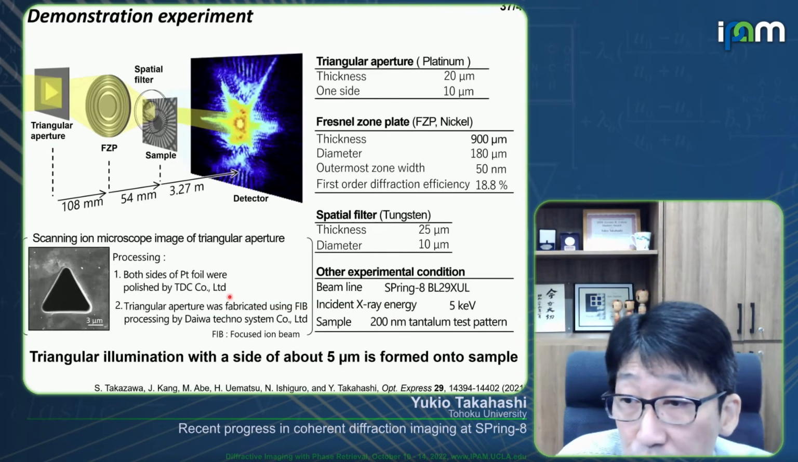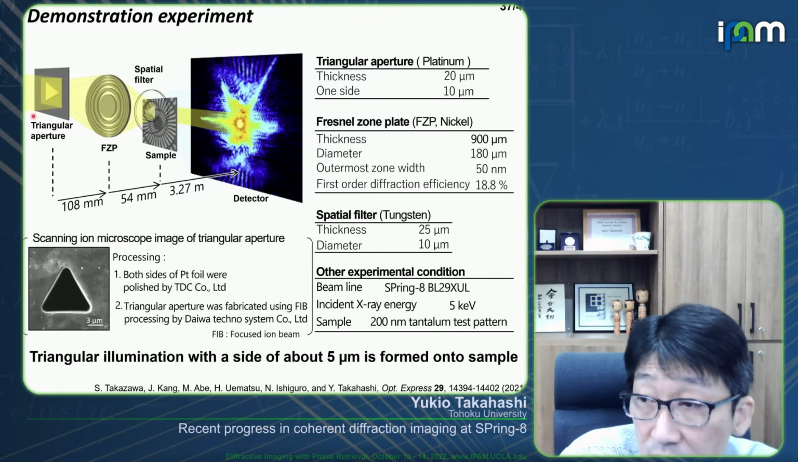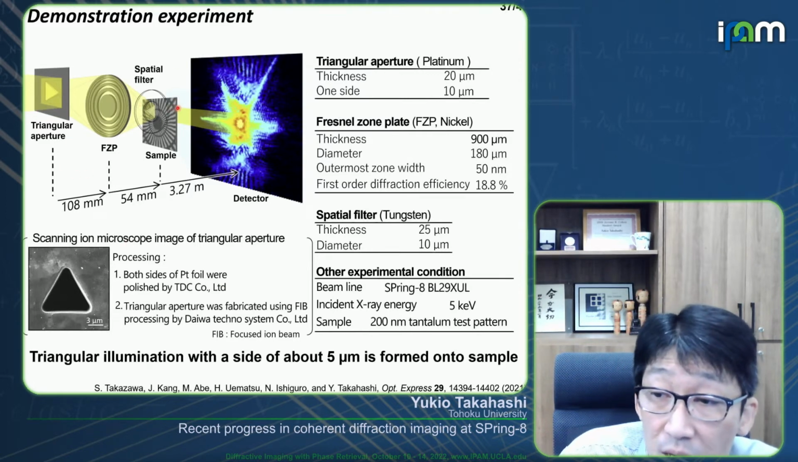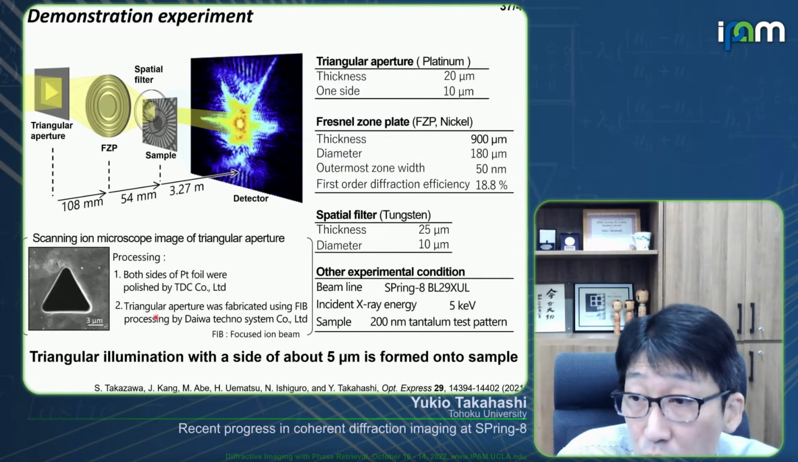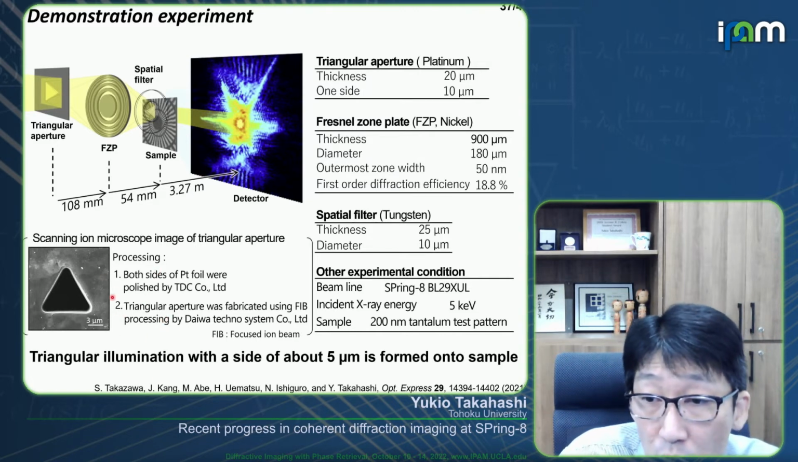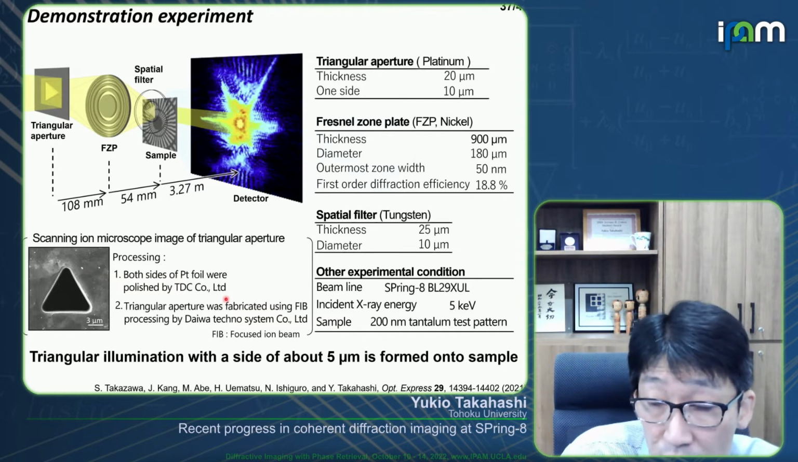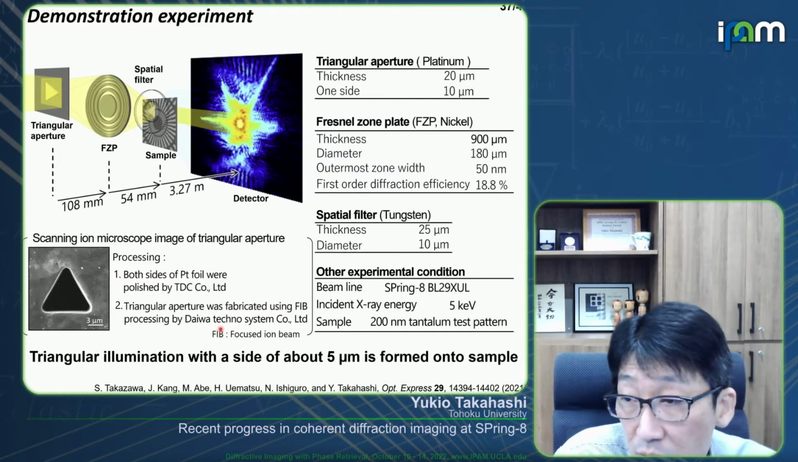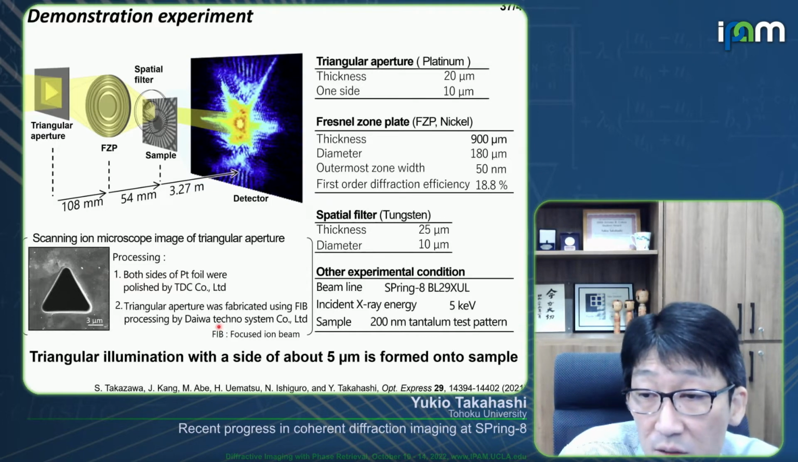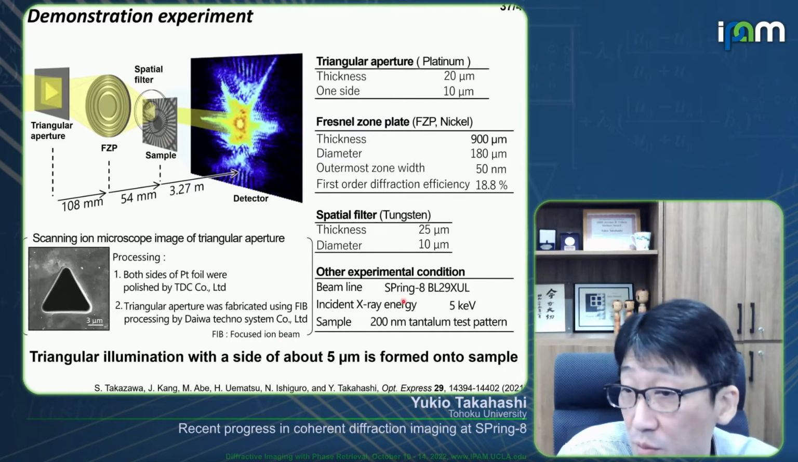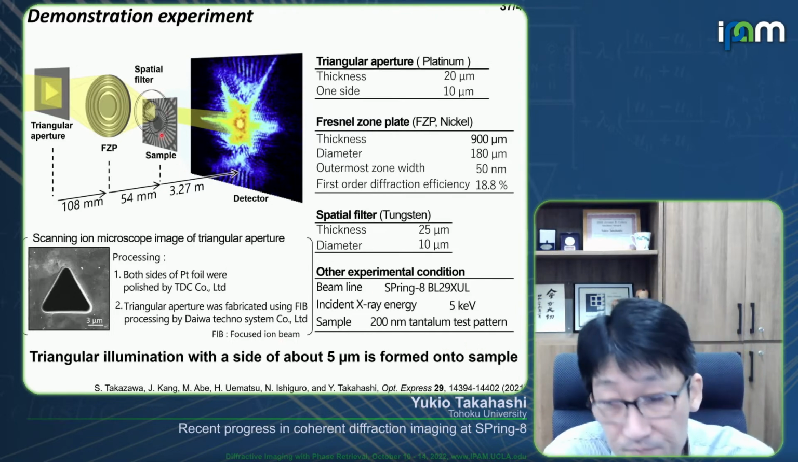Then we performed a demonstration experiment at SPring-8. This is a schematic of the optical system. This is a scanning ion microscope image of the triangular aperture. Its size was about 10 micrometers. The triangular aperture was made from platinum foil, both sides of the foil were polished, and the aperture was formed using a focused ion beam. The incident X-ray is cut out by the triangular aperture, then propagates and illuminates the Fresnel zone plate, and a triangular illumination with a size of about 5 micrometers is formed onto the sample.